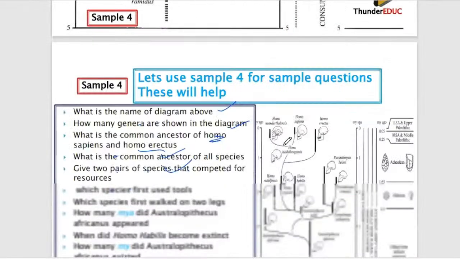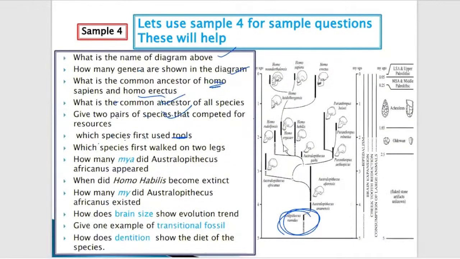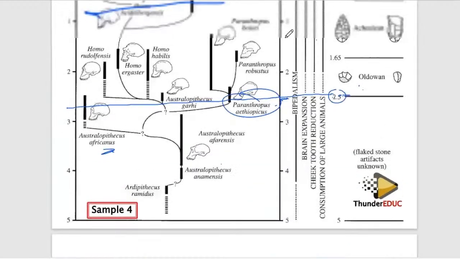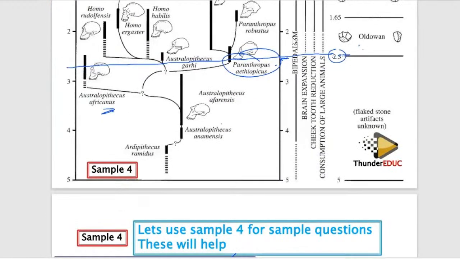Then they are asking another question: the species to walk on 2 limbs. The species to walk on 2 limbs is Homo erectus. But if they give you a diagram, you have to look at it. Bipedalism is here. So the species which first walked on 2 limbs is Australopithecus anamensis. So Australopithecus anamensis is the one which first used the 2 limbs.